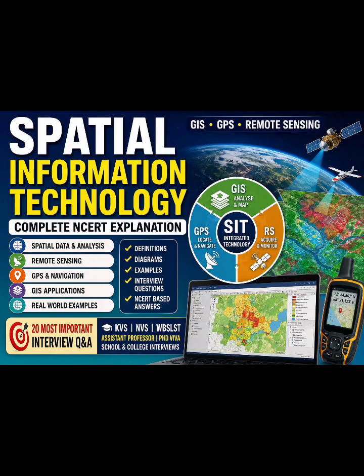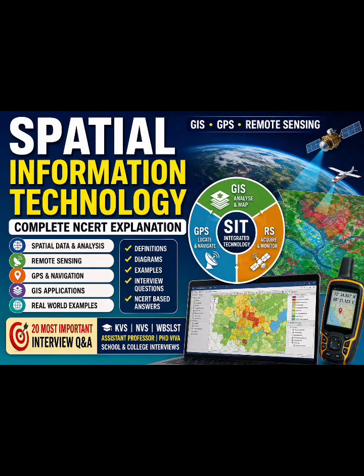For example, during disaster management, GPS identifies field locations. Remote sensing provides satellite images of the affected areas, and GIS integrates all the information to prepare relief and rehabilitation maps. So the next question is, explain the basic principle of remote sensing.